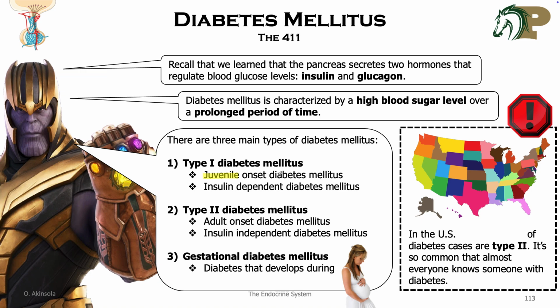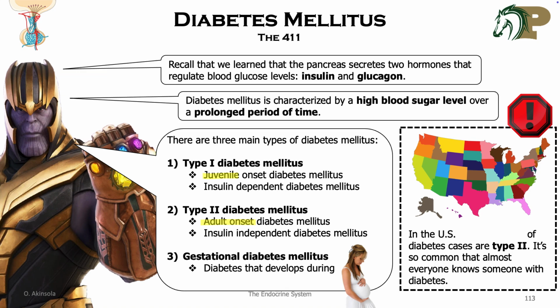Again, this is going to be more prevalent in younger or juvenile individuals. Okay? Type 2 diabetes mellitus is adult onset, so this is going to be older people. And this one is called insulin-independent diabetes mellitus because the presence of type 2 diabetes mellitus is not dependent on the absence of insulin. So that's type 2 diabetes mellitus. So this is the one associated with obesity and sedentary lifestyle and bad diet and et cetera, et cetera.